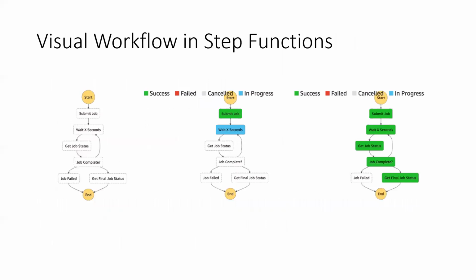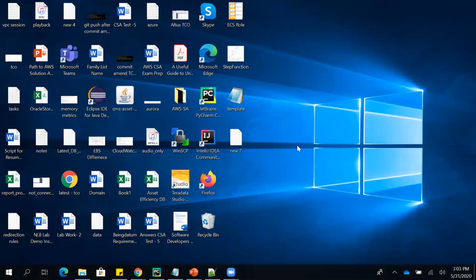If you understand this workflow, this is basically how you create workflows. Based on that, when you start the job, it says submit a job, wait for some seconds, get job status, job complete, and so on. Let's just understand it like this. Based on whether the job starts, fails, or is cancelled, you get the color coding and it ends. Let me show you one real example of a workflow.